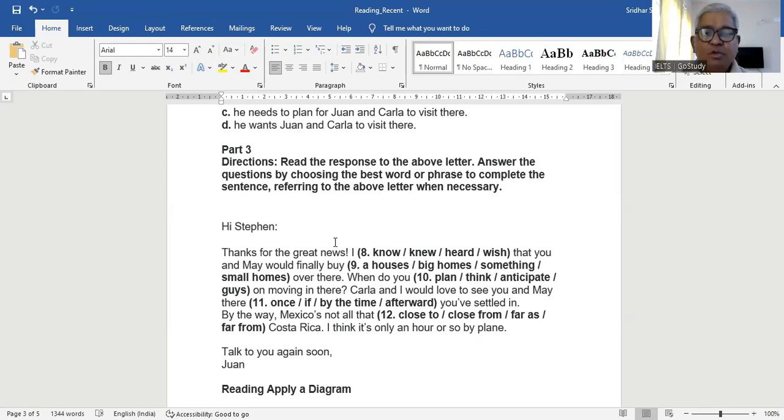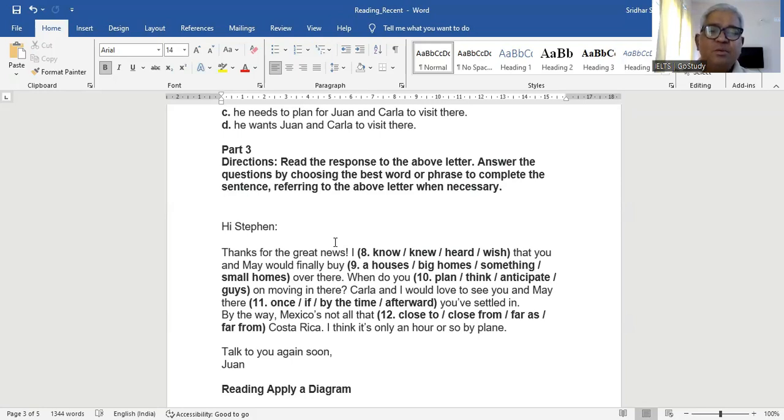Carla and I would love to see you and May there, blank, you have settled in. Once, if, by the time, afterward. Carla and I would love to see you and May there once you have settled in. By the way, Mexico is not all that close to, close from, far as, far from Costa Rica. I think it's only an hour or so by plane. Mexico is not at all far from Costa Rica is the right answer. I think it's only an hour or so by plane.